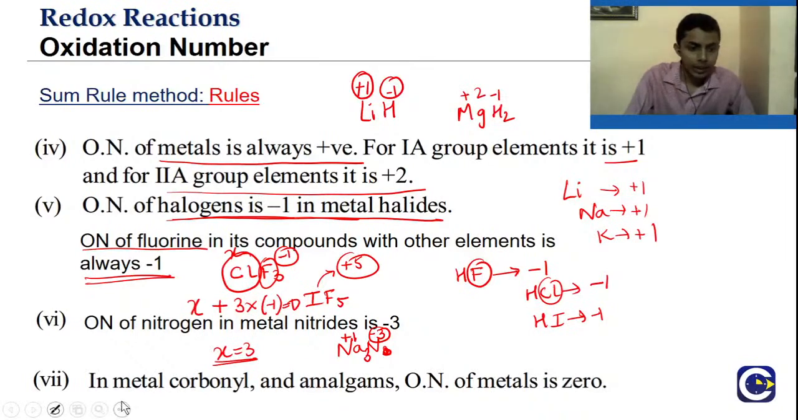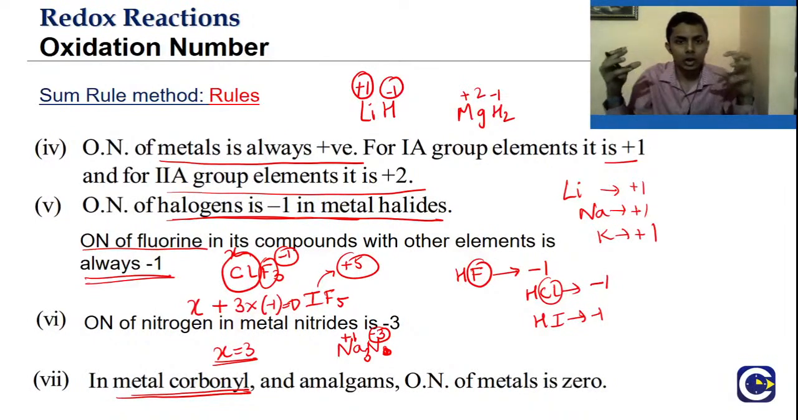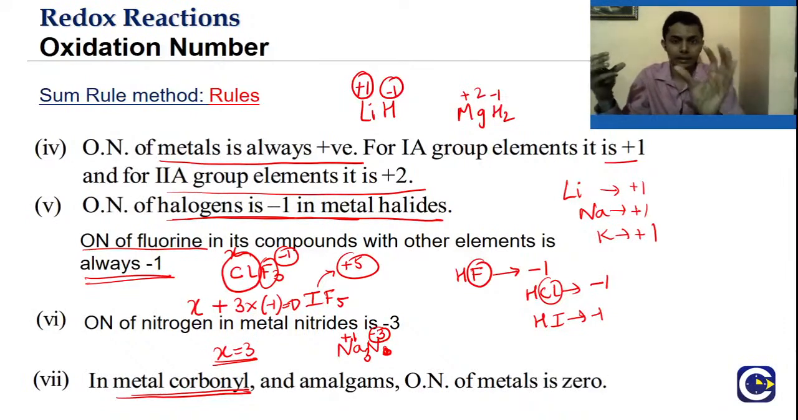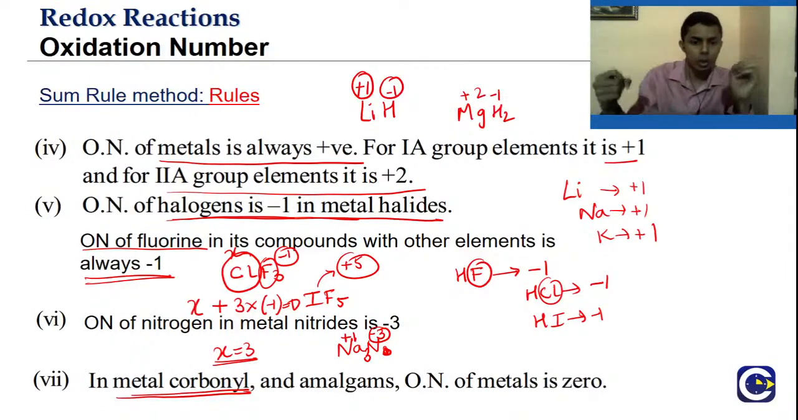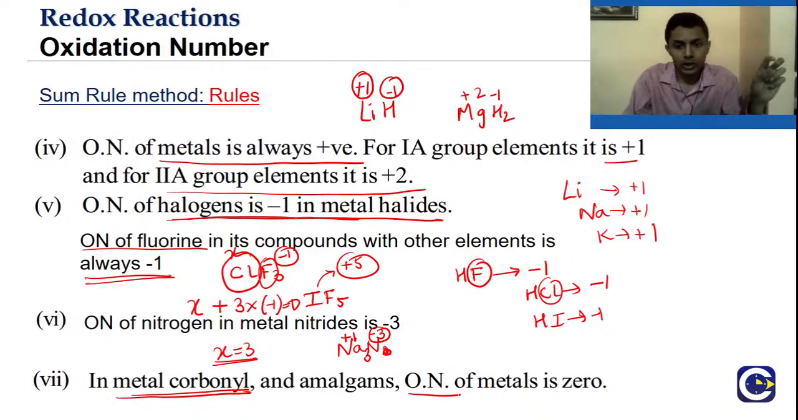Last one, in metal carbonyl. What is this metal carbonyl? Carbon monoxide getting attached to a metal. And amalgams. In amalgams also, a metal remains as it is and it forms a partial bond with some other metal. So in such cases, the metal's oxidation number will be 0.